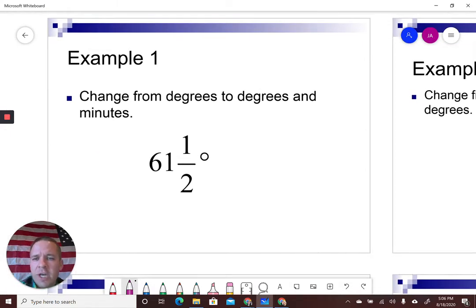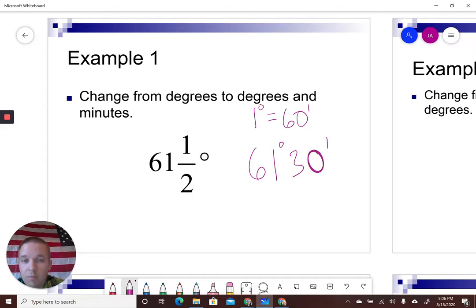So now I want to change from degrees to degrees and minutes. Well, this is 61.5 degrees. Well, we said that 1 degree is equal to 60 minutes, right? So what's half a degree? 30 minutes. So we could do 61 degrees, 30 minutes.